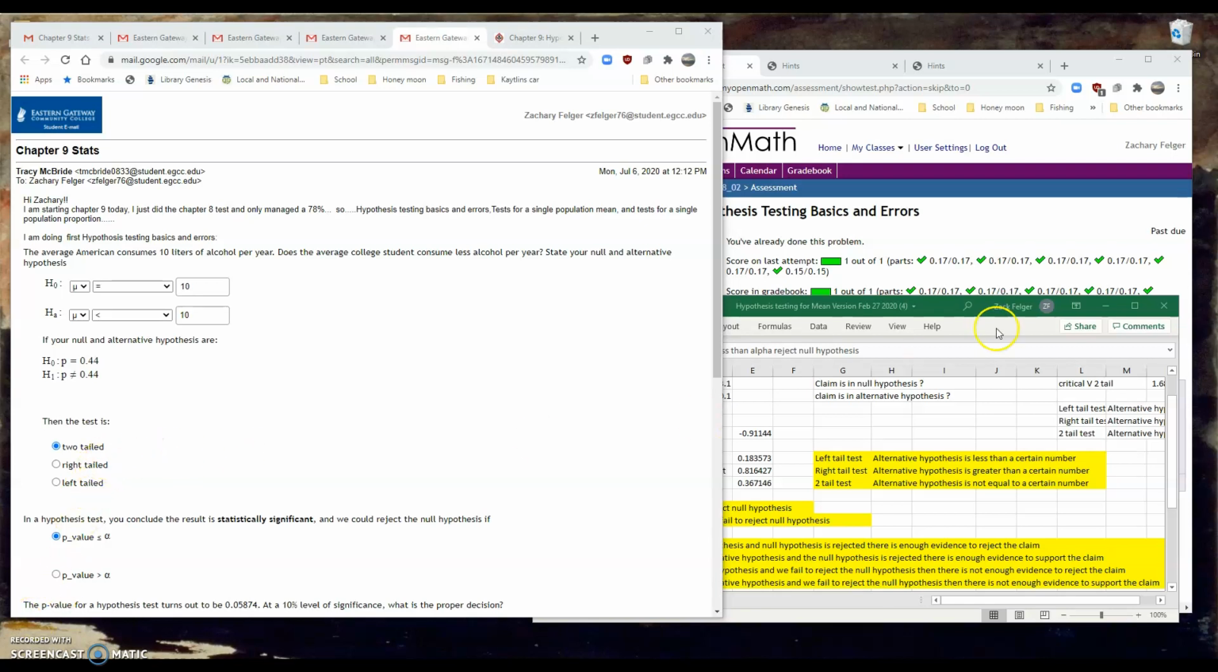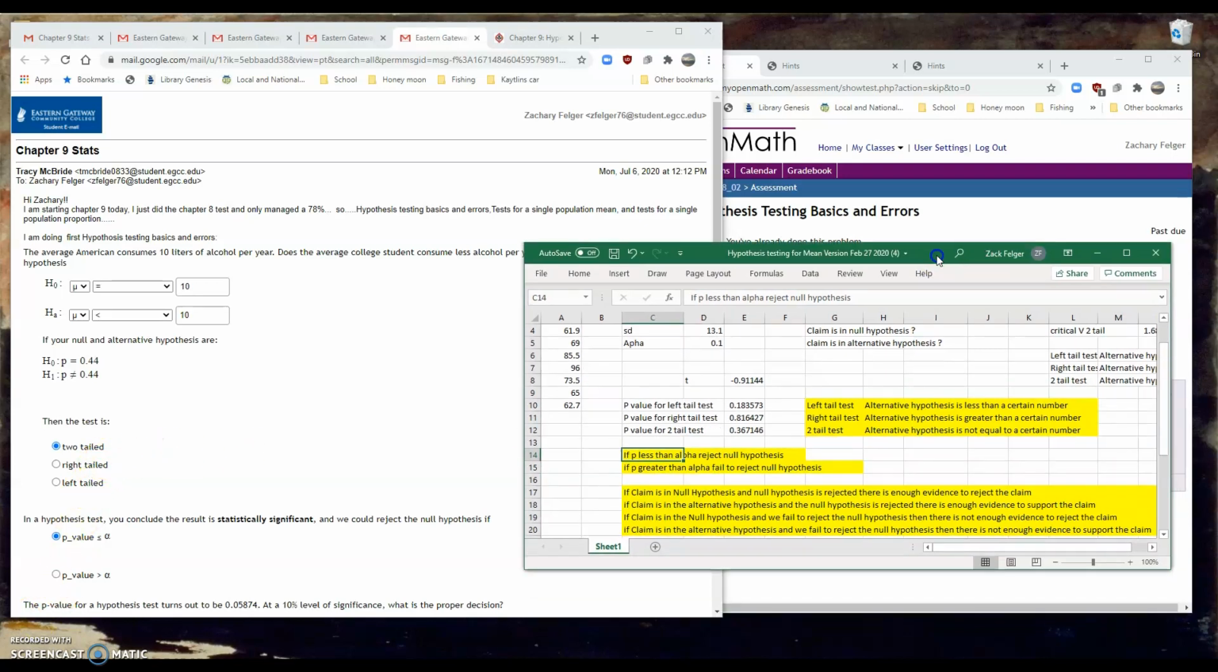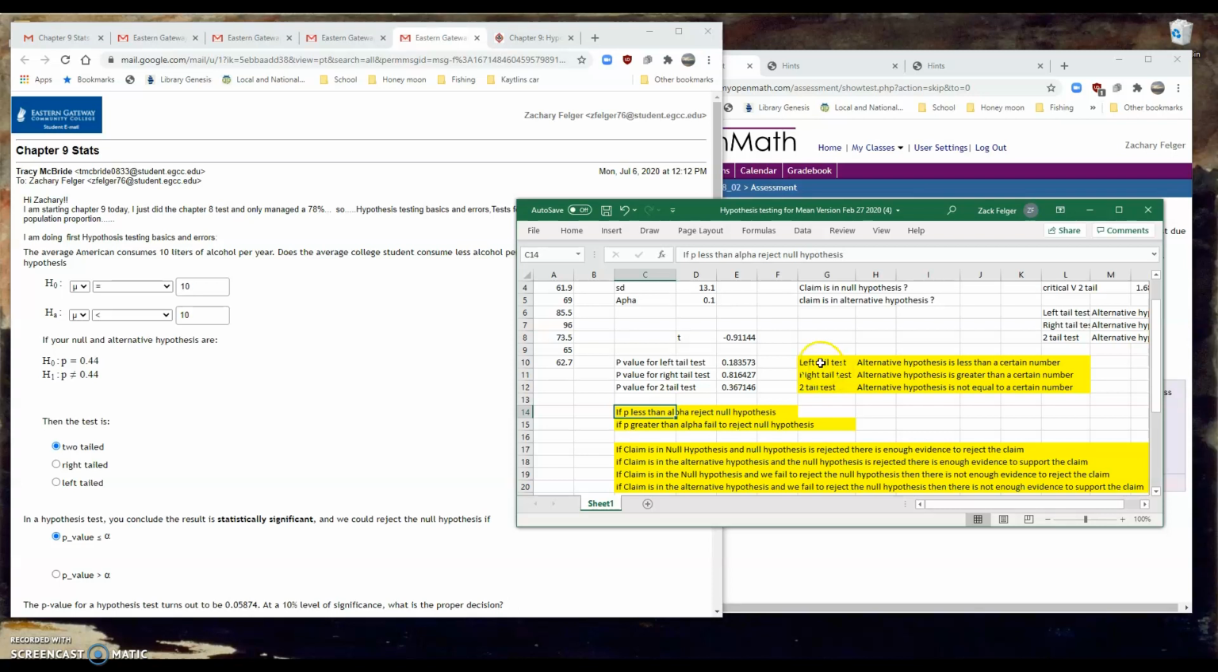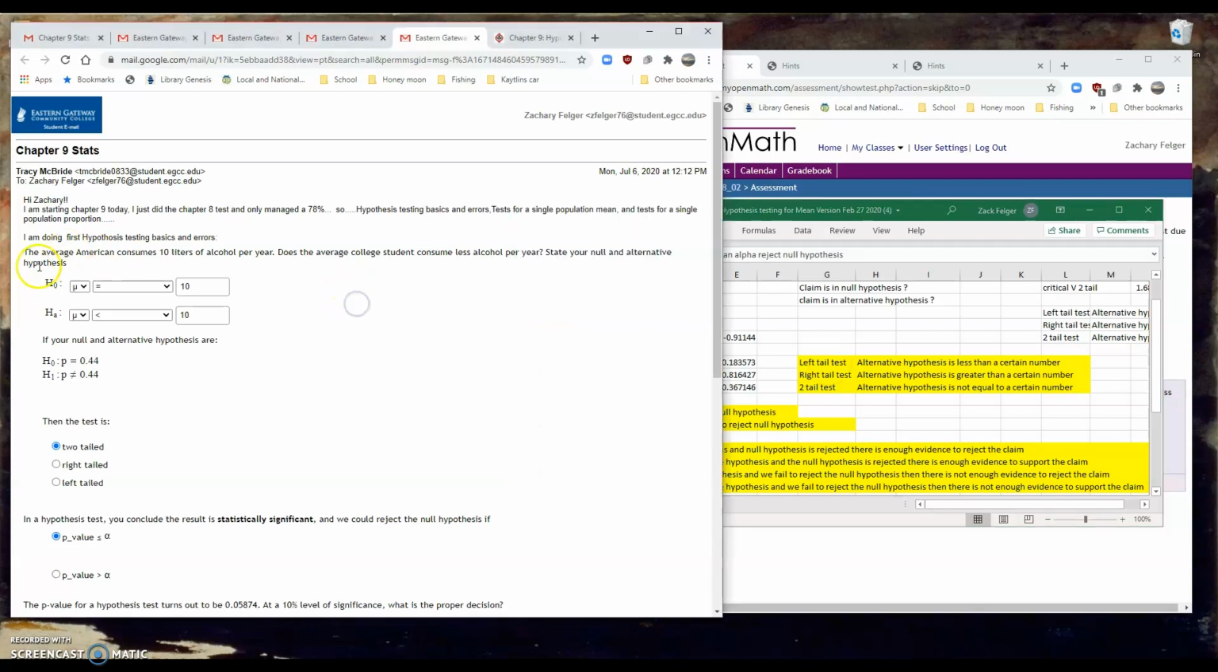Alright, Tracy, so for the first couple of these problems, you can actually use some of the notes within your spreadsheet for the hypothesis testing for a mean. That'll help you determine whether you are doing a left tail test, right tail test, or a two tail test.